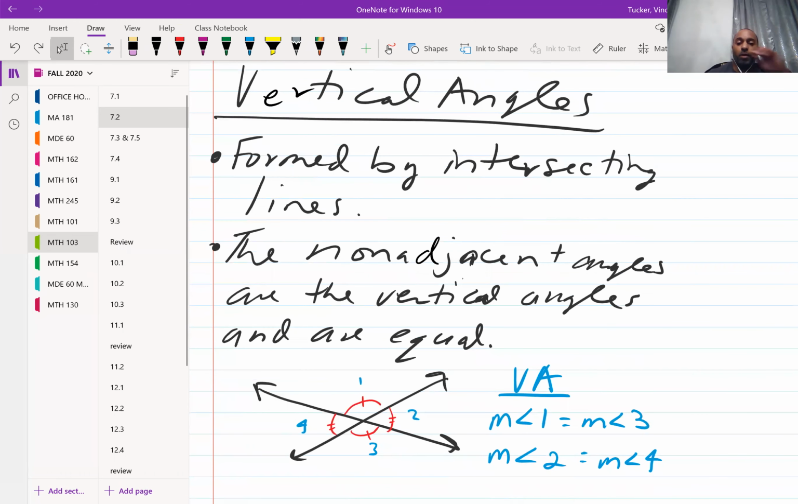So here, if we have lines intersecting, angles 1 and 3 are considered vertical angles. They are equal to each other. Angles 2 and 4 are vertical angles, and they are equal to each other.